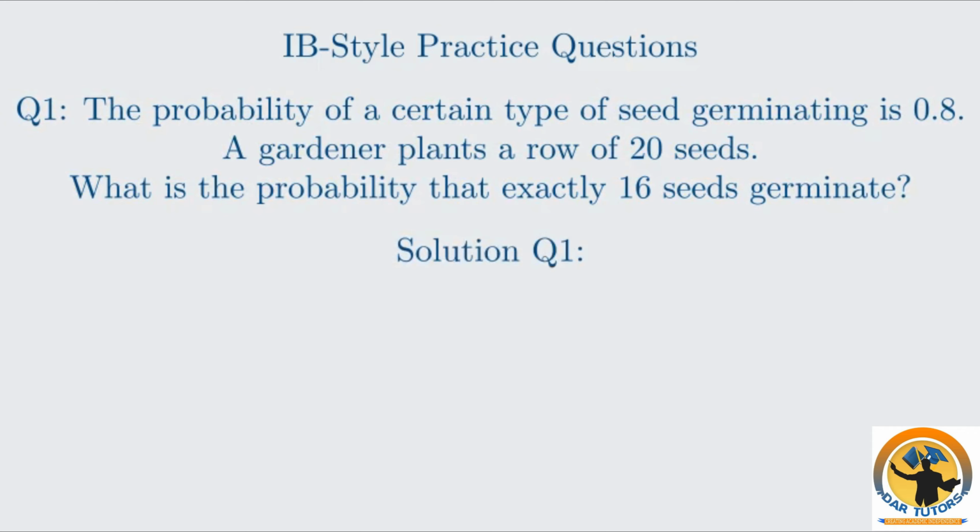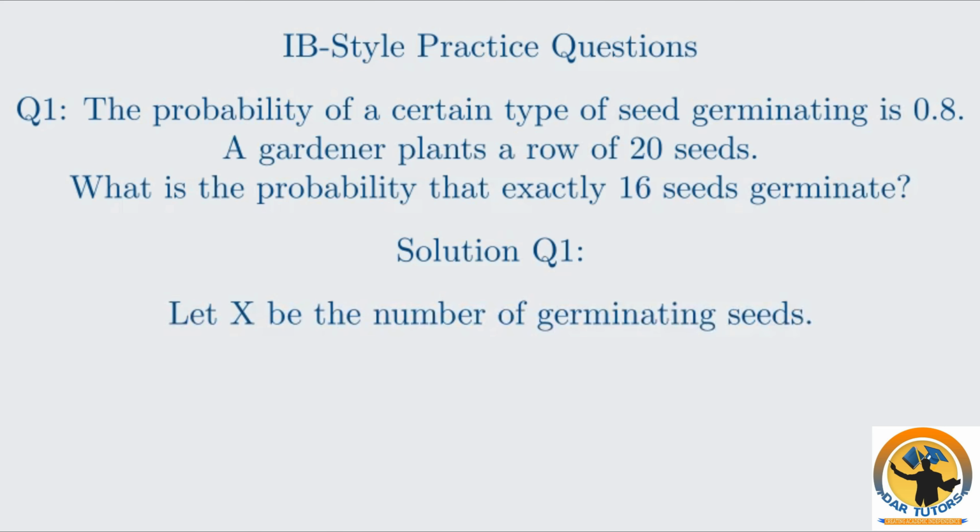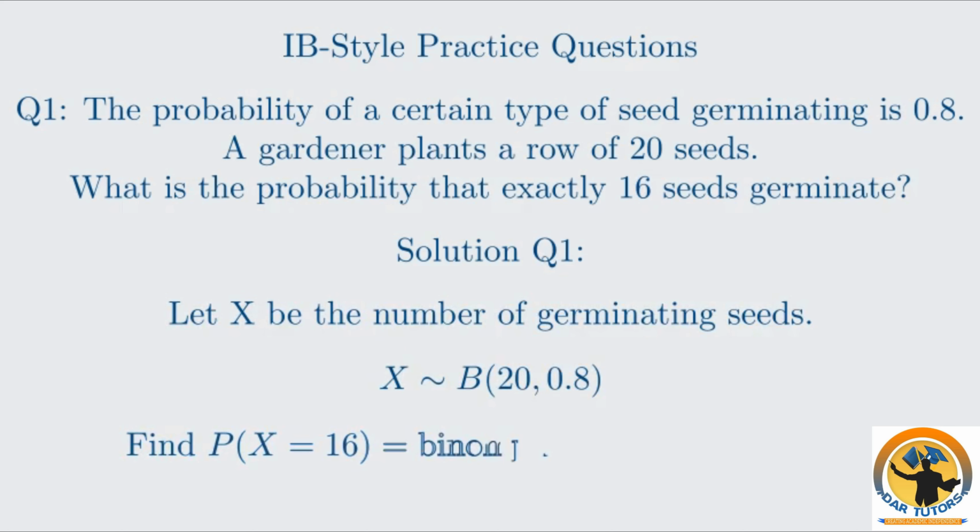Let's work through the solution. This is a binomial problem. Let X be the number of germinating seeds. Then X is distributed as B(20, 0.8). We want to find P(X = 16). Using Binomial PDF, we get approximately 0.218. So there's about a 21.8% chance that exactly 16 seeds will germinate.